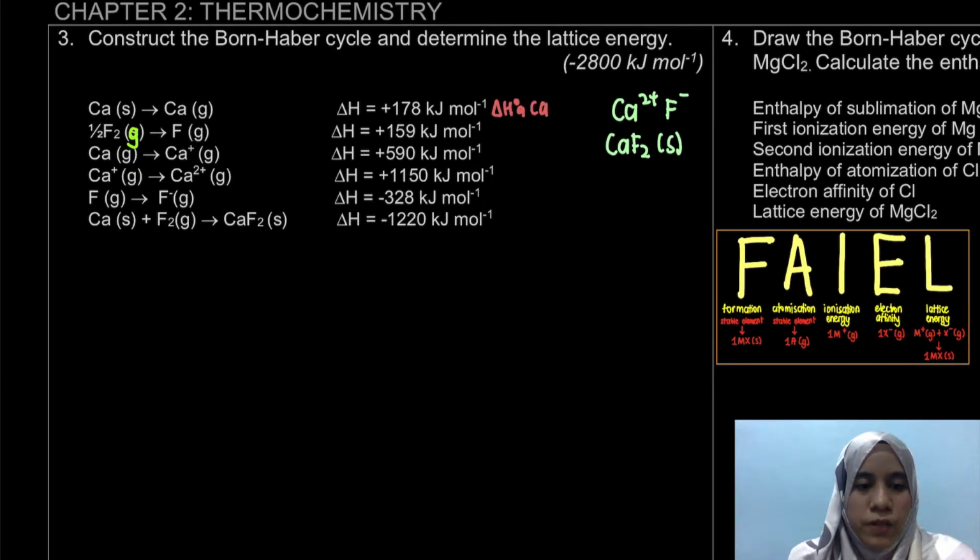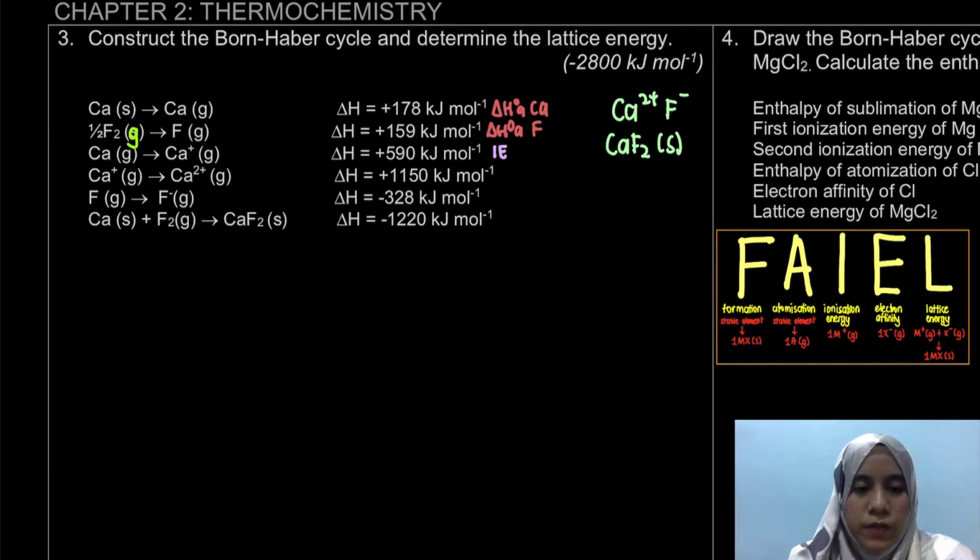Next, please add it in your notes: it's actually fluorine gas, not fluorine solid. So from the stable element to 1 mole of gaseous atom, again atomization, but this time for fluorine. Next, calcium gas becomes Ca plus gas. Here it does not show the electron, but because it is positive, it donates 1 electron. So here is the ionization energy.